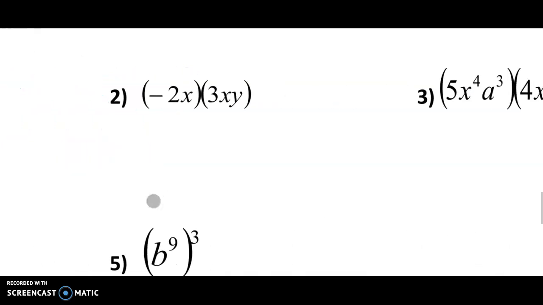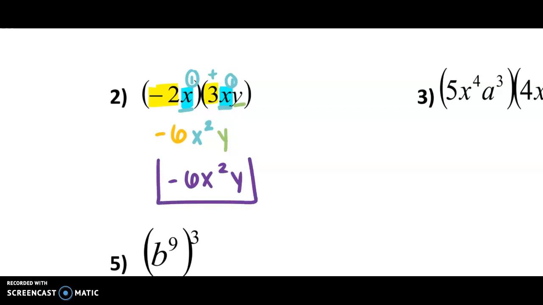Let's go ahead and look at number 2. I have negative 2 out front and I have 3. I'm going to multiply those two numbers to get negative 6. Then I have x and x. Both of those are being raised to the first power. Take those, add the exponents. If I'm multiplying the bases, I add the exponents. So x squared. Last one is this y by itself, and that would just be brought down. Final answer would then be negative 6x squared y.